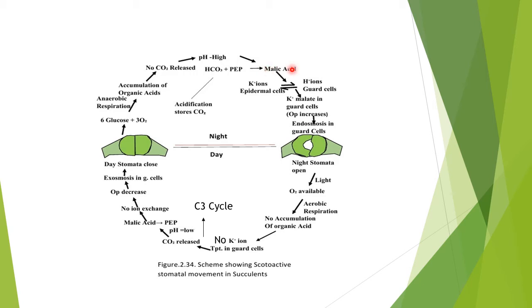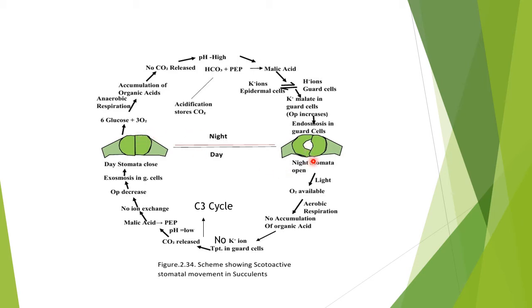Malic acid will undergo dissociation into malate and protons. There will be an exchange pump between the epidermal cells and the guard cells. As a result, what will happen? Within these guard cells, there will be an increase in osmotic potential and decrease in water potential vis-a-vis the epidermal cells. There will be an endosmosis, and during that endosmosis, the stomata will open. That means during night stomata opens, and during day it is closed.